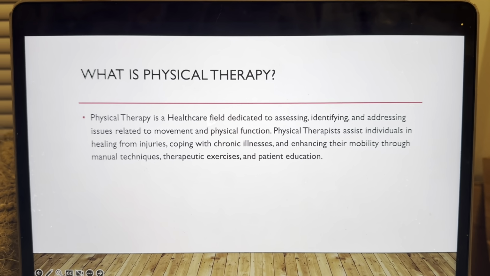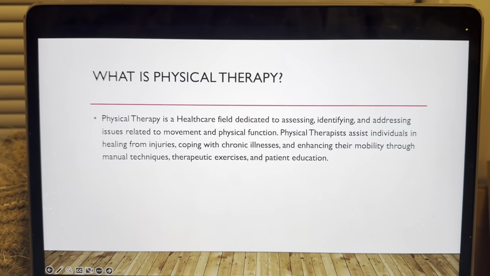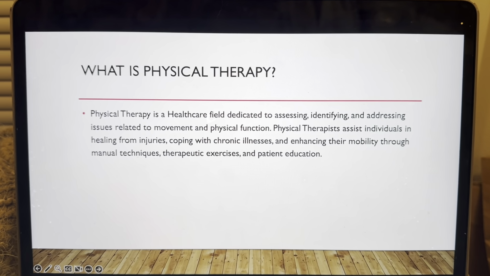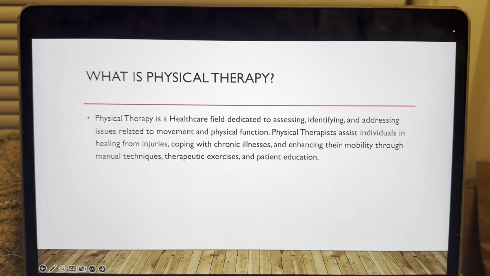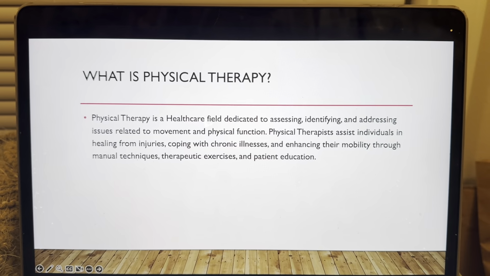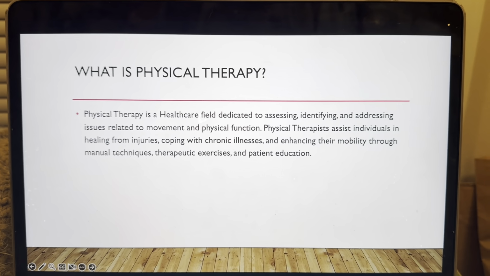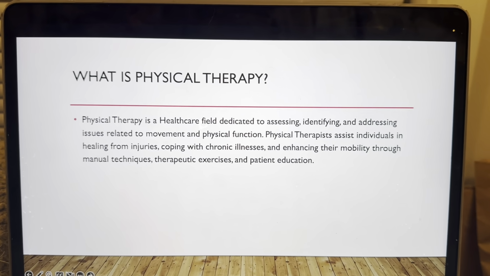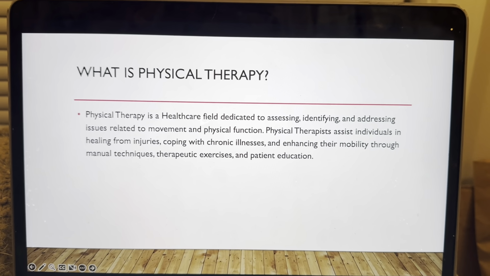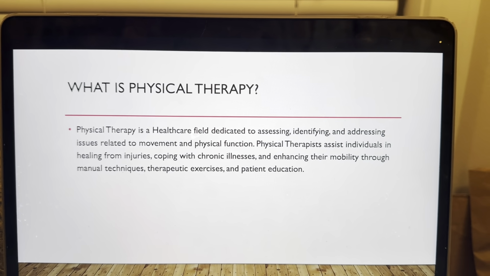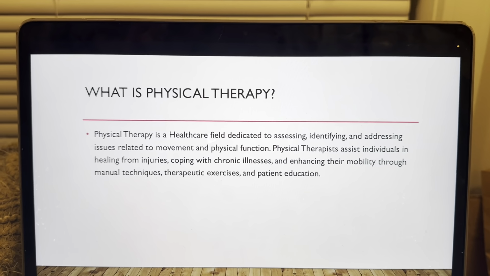So, what is physical therapy? Physical therapy is a healthcare field dedicated to assessing, identifying, and addressing issues related to movement and physical function. Physical therapists assist individuals in healing from injuries, coping with chronic illnesses, and enhancing their mobility through manual techniques, therapeutic exercises, and patient education. So here are my 10 words that I will present as applicable to the PT discipline.